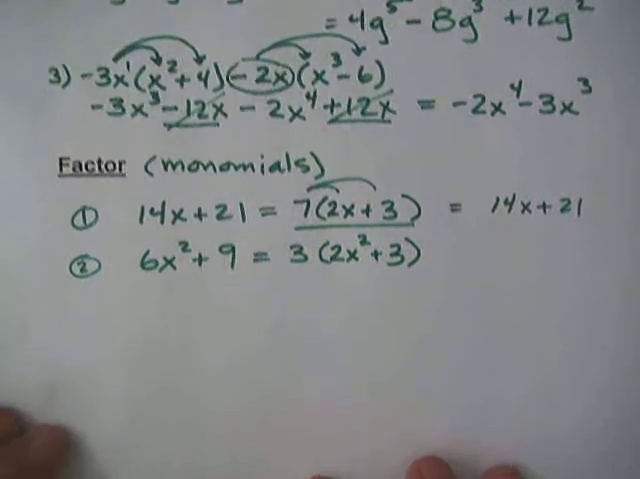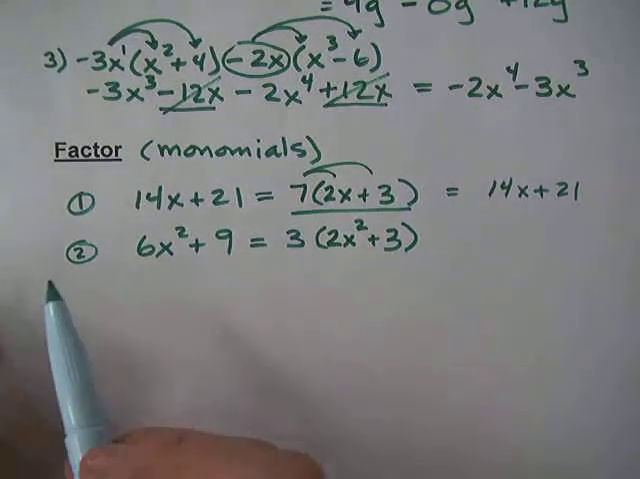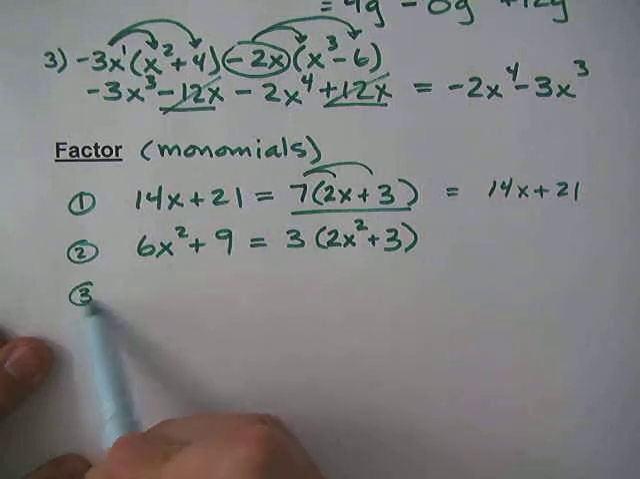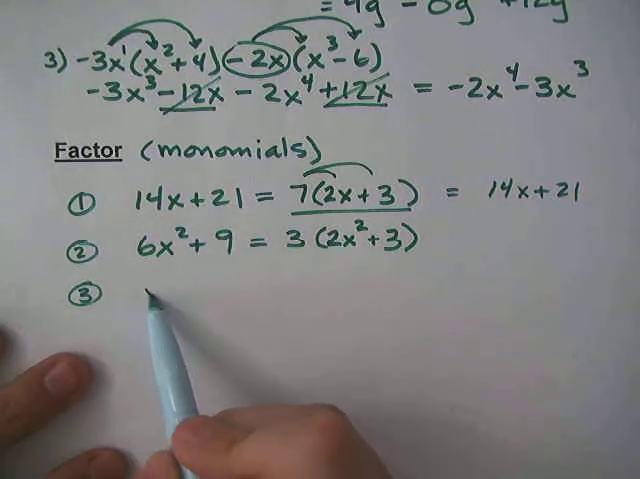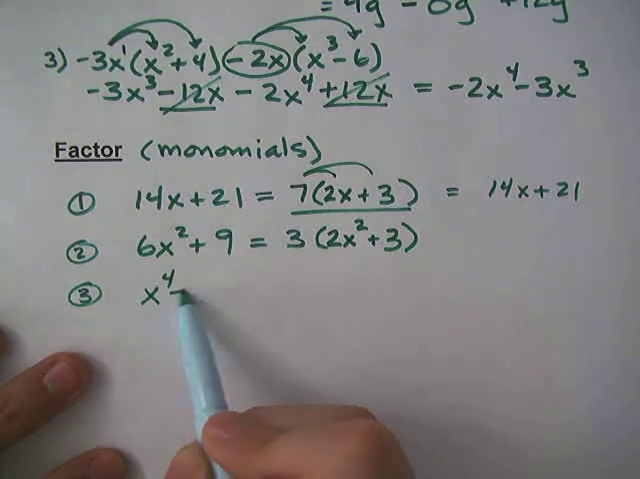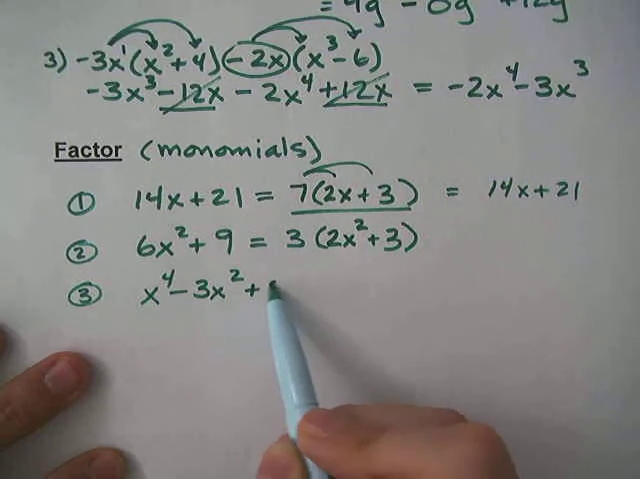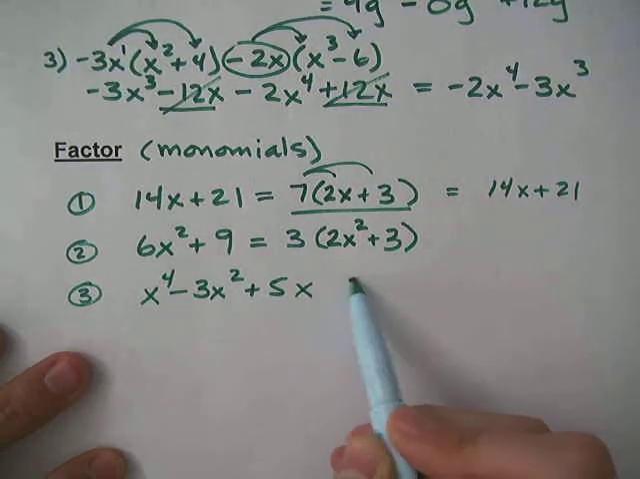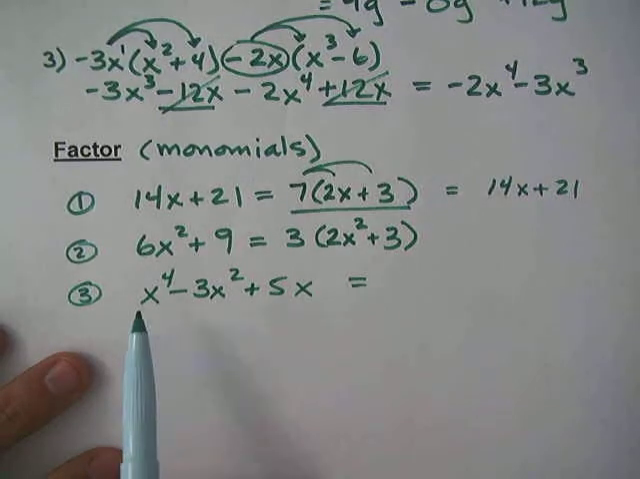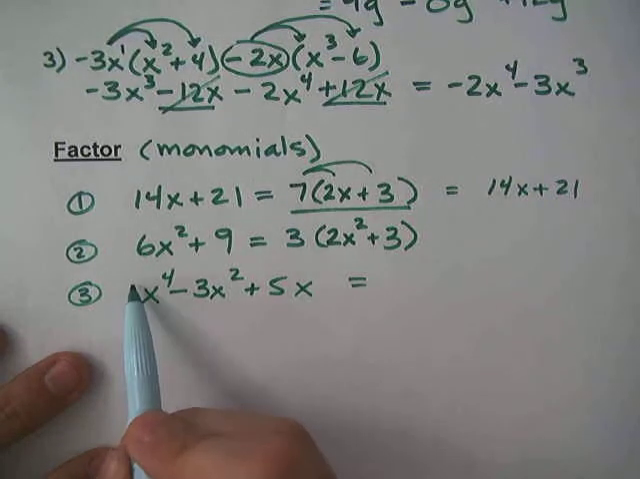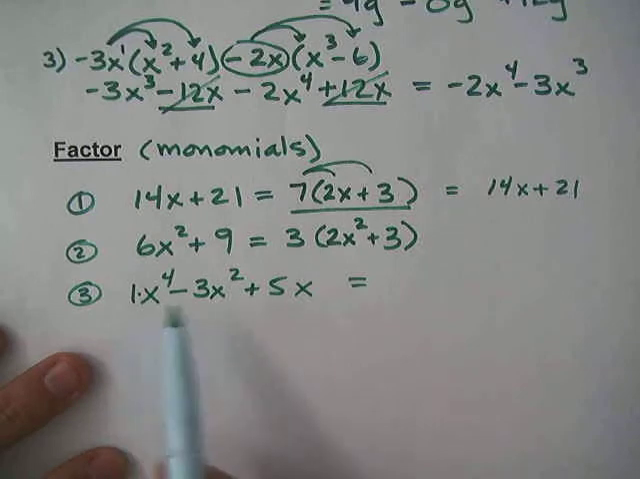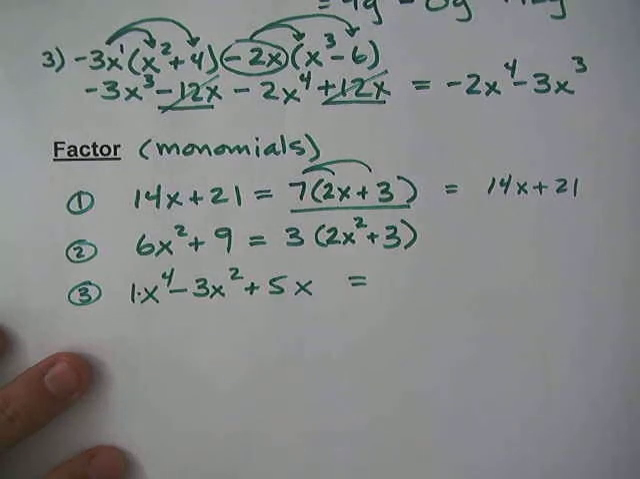Now, it's not always quite that easy. Plus, we can include variables also. So let's do one with variables. x to the 4th minus 3x squared plus 5x. Now this time, if you look at the numbers, remember there's that imaginary 1 sitting there. 1, 3, and 5. They have no common factor outside of 1, so we can't factor any numbers out.